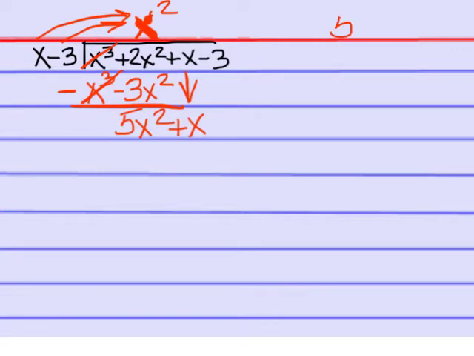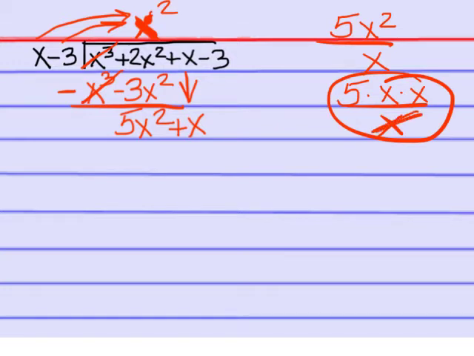Think of it like this. 5x squared over x. Or even 5 times x, that's x squared, over x. What cancels out? What can I cancel out in this thing here? Yeah, x over x. And I'm left with what? 5x, yeah, so that's what I have to multiply x by to get 5x squared. So I write that down here.